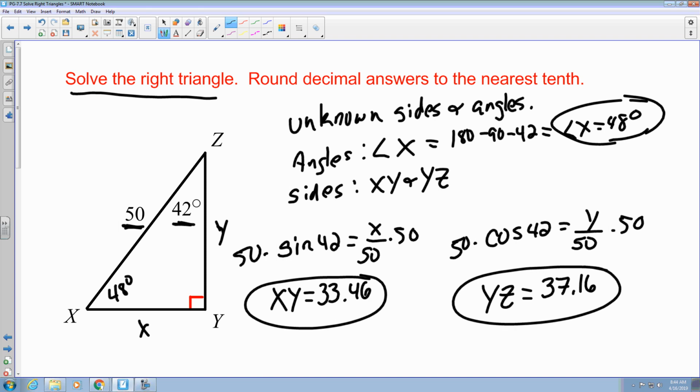So I found all the unknowns. I found my angle X, which is 48 degrees. I found XY, which was 33.46, and I found YZ, which was 37.16.